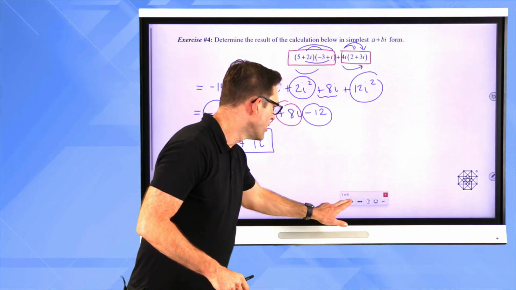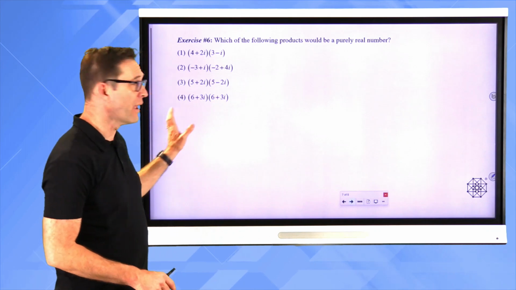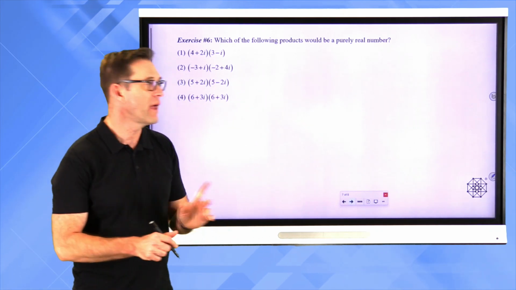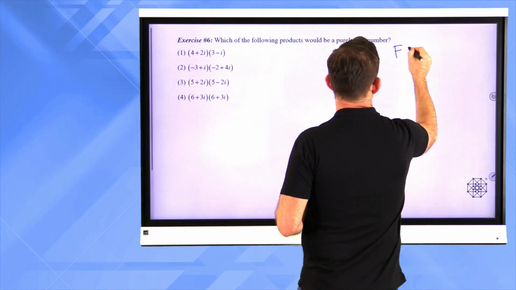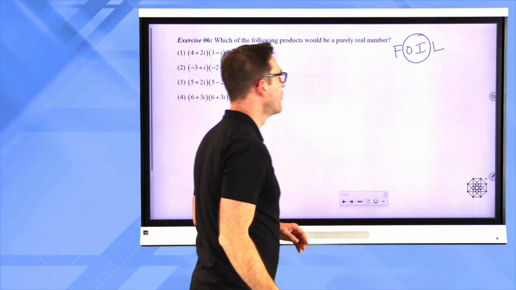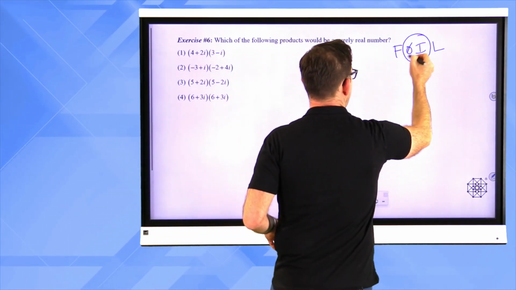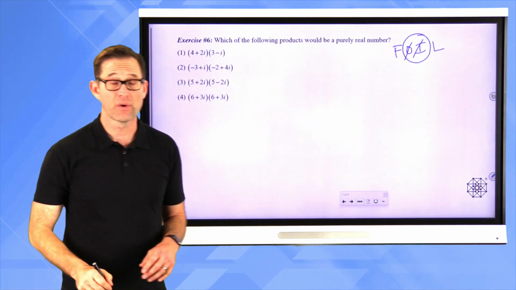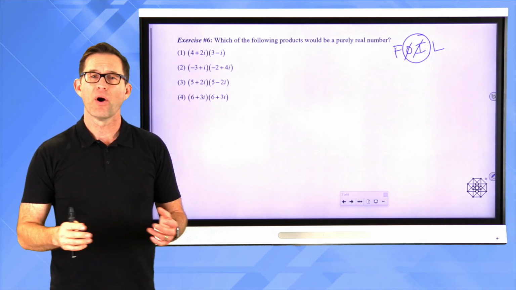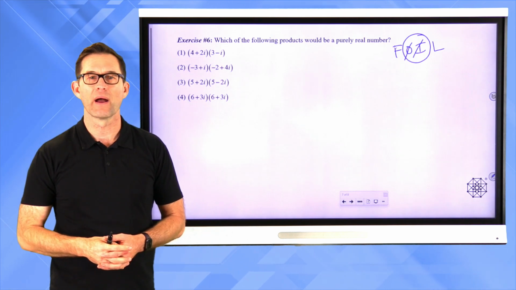So, I'd like you to try to avoid doing the entire product and just think about when you FOIL, what will need to happen to get those to cancel each other. Because if you can do that, then you will end up with a purely real number. Pause the video now and see if you can just play around with that.